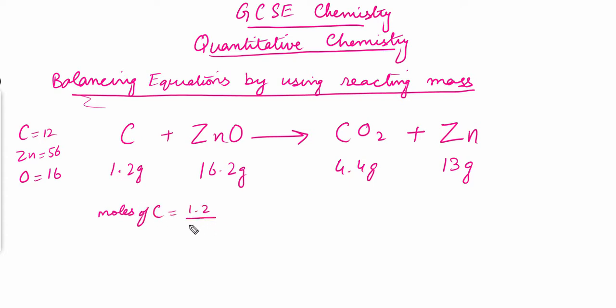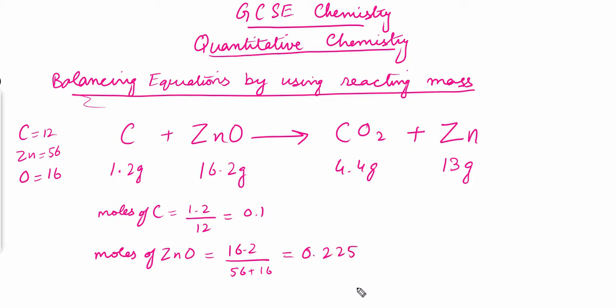So the moles of carbon will be equal to 1.2 divided by the molar mass, because the mass of carbon that is given over here is 1.2 gram and the molar mass is 12 gram, so it will be equal to 0.1 mole. Now the moles of zinc oxide will be equal to 16.2 divided by the molar mass of zinc oxide, that will be 56 plus 16, so it will be equal to 0.225. These are the number of moles of zinc oxide.